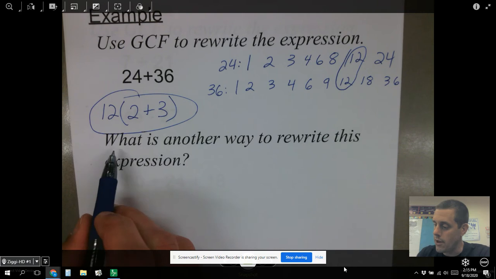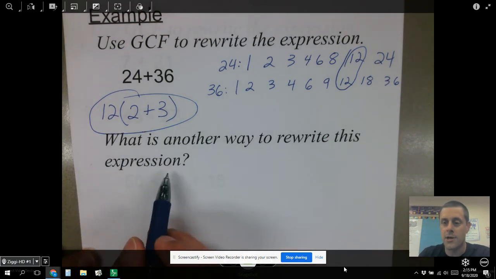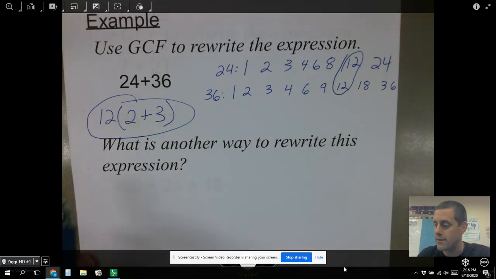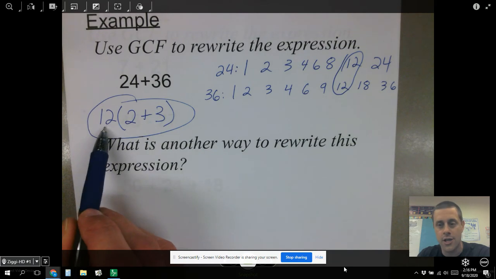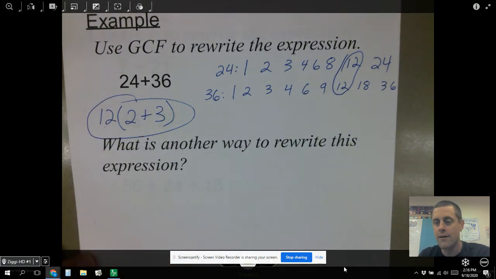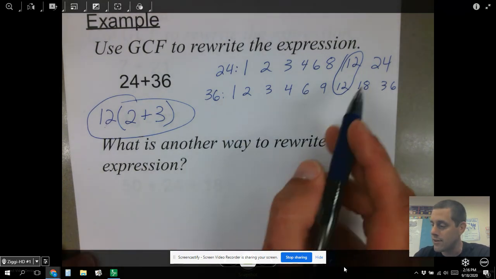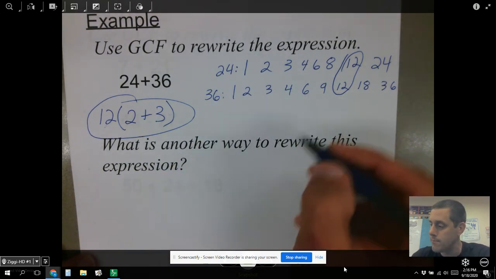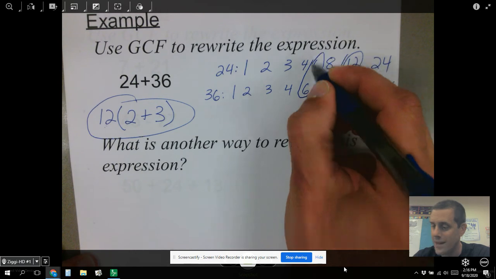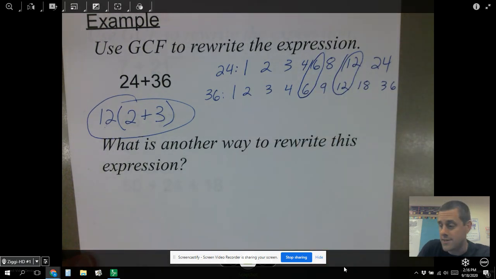Now look at this question below it. What is another way to rewrite this expression? Is there another way I could have factored it? Now I initially factored it using the greatest common factor, but you could factor an expression using any common factor. Let's go back and look at our factor list. Is there another value that appears in both lists? Well, I see 6. So I could factor a 6 out of this expression.